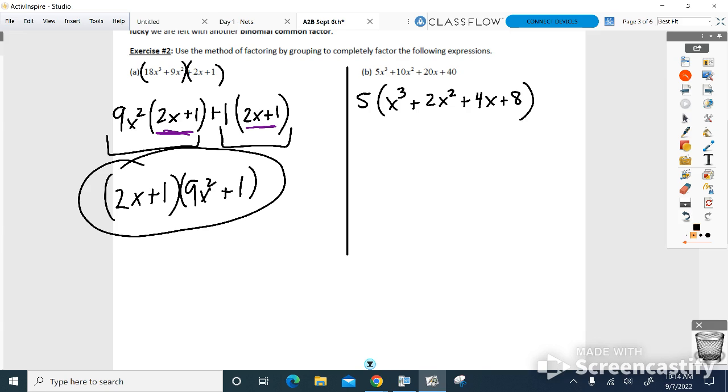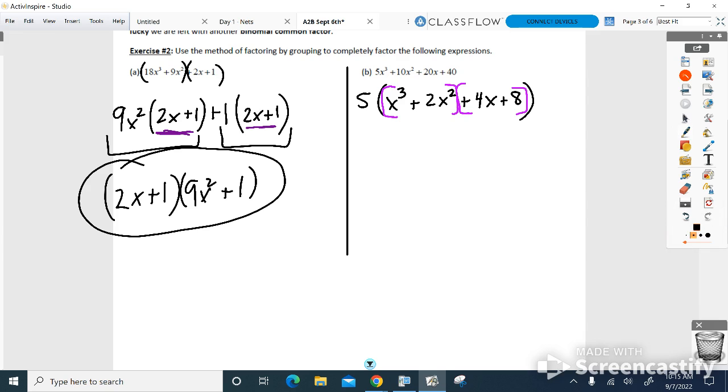How many terms inside the parenthesis? 4. Probably going to group now, right? Don't stop. Probably going to group. And again, 99% of the time, we group the first pair and the last pair. Don't forget about the 5 in your answer. I'm going to forget about it now, but I'll remember it at the end, put it in my answer.